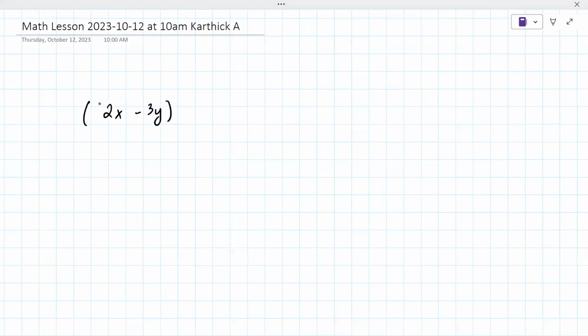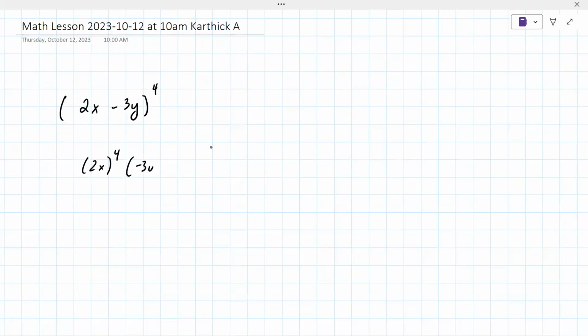Minus 3y to the power of 4. Okay, just kind of a review from yesterday. You wouldn't necessarily be able to expand this on your own. So you start by writing the first term to the power of 4, the second term, including the sign, to the exponent that makes the sum 4, right?